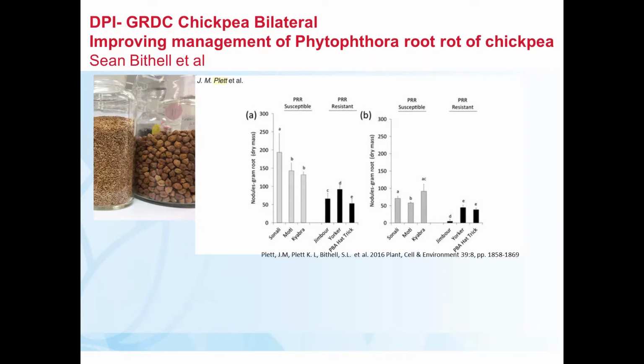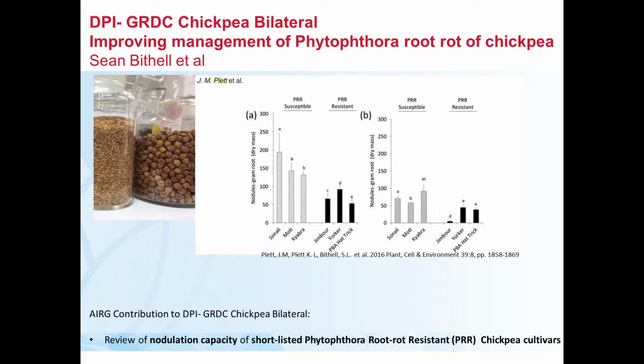So in this project, the chickpea bilateral project, they're breeding new Phytophthora-resistant lines of chickpea, and AIG's role will be to review the nodulation capacity of the shortlisted Phytophthora-resistant chickpea cultivars, with the aim of choosing a chickpea cultivar that is both Phytophthora-resistant and able to produce really robust nodulation and nitrogen fixation.